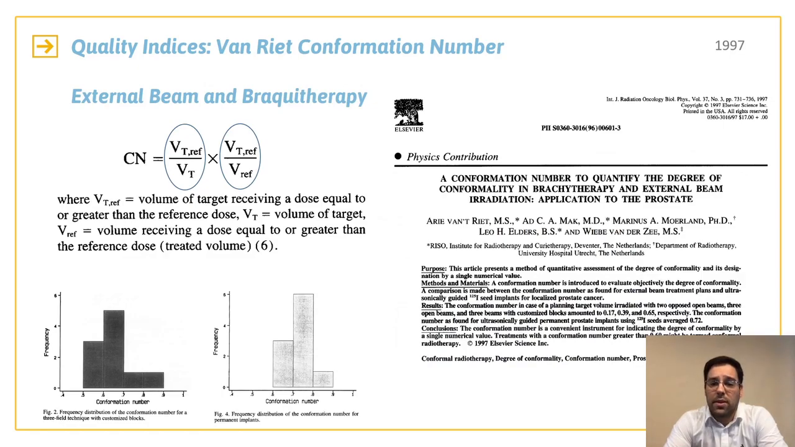Because of the previous slide, Van Riet in 1997 proposed the conformation number. It takes into account the target coverage and the healthy tissues. TV-ref is the volume of the target receiving a dose equal or greater than the reference dose, TV is the volume of the target, and V-ref is the reference isodose volume. Van Riet evaluated this on external beam and in brachytherapy patients.